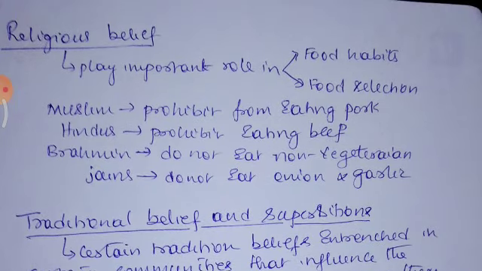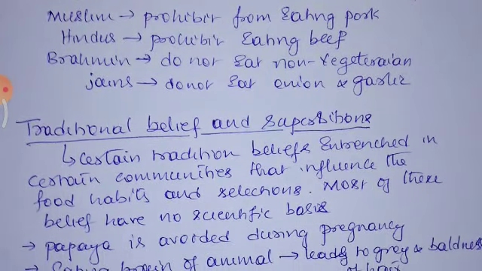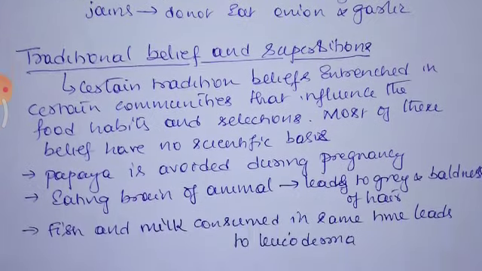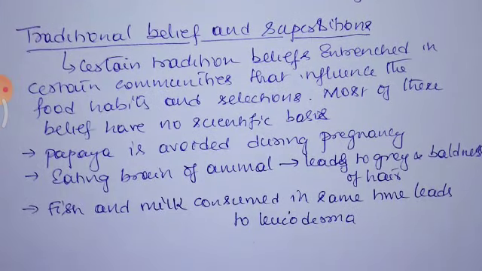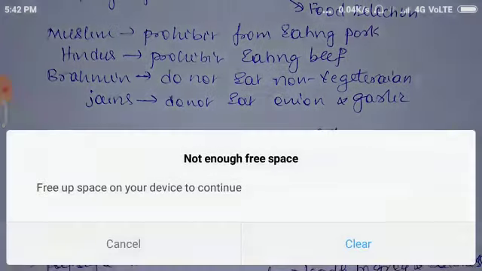When you are giving treatment to a patient, you should consider the person's religion when providing food during the treatment. That's why you should know whether the patient belongs to which religion, and you have to make a choice of food for his treatment. You cannot give non-vegetarian food to a Brahmin because he is a vegetarian.